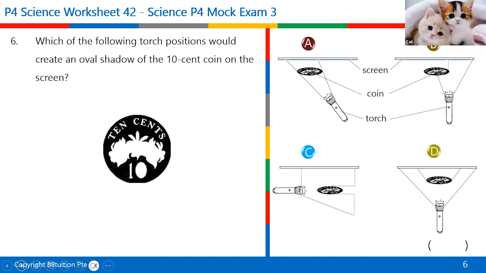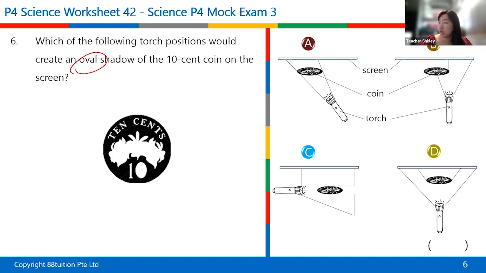A. Yes. Okay, because if you do it slanted, it will cause the shadow to be oval. If you do it straight, you will not. If you look at the path of light that's being blocked, the shadow will then be oval. For this one, because you only block some, you will only see half of it. This one is probably a circle, a bit rounder. This one is not even casting on anything. So this one is A, right?